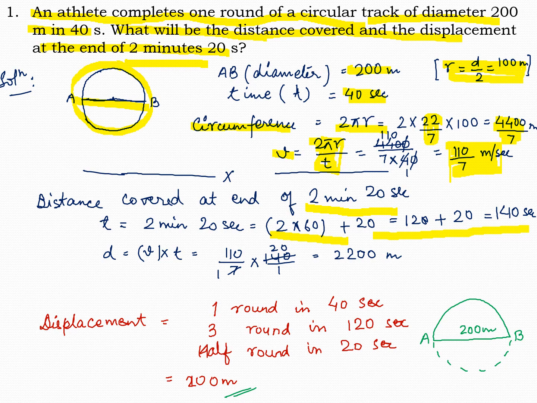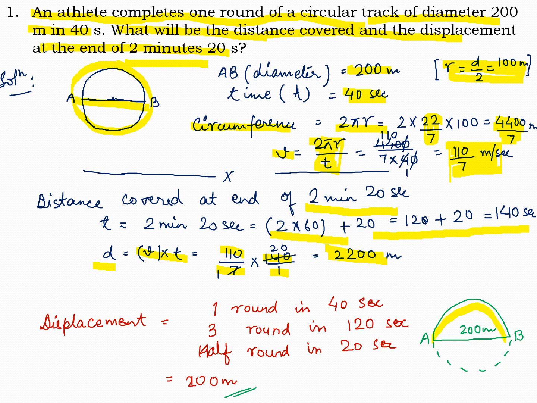And then the distance covered will be velocity into time. Velocity we have calculated as 110 by 7 into the time is 140 by 1. Solving it, we'll get the total distance covered as 2200 meter. For the displacement, as you all know, displacement is the shortest path.